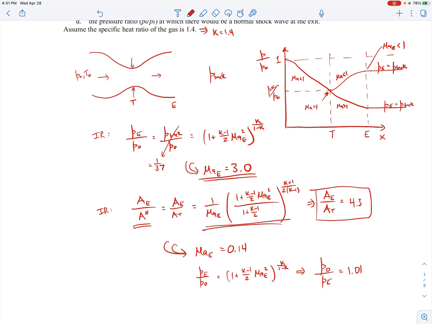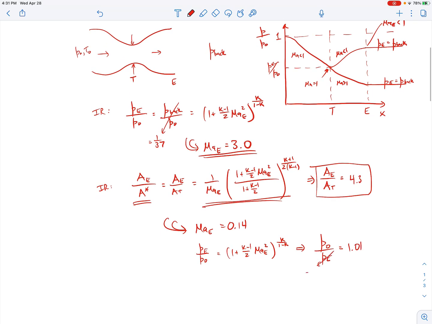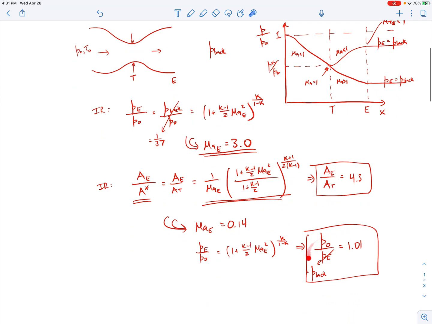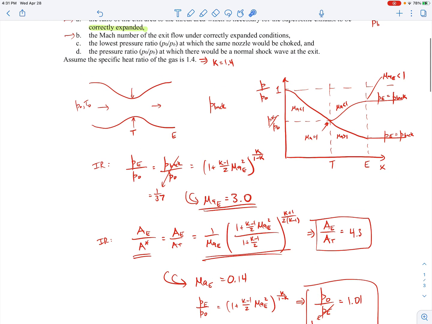That comes out to be 1.01. And just keep in mind that the exit pressure is the same as the back pressure, because the Mach number at the exit is subsonic, so the exit pressure and back pressure are the same. So that's why I can write that. So that's now our answer for this part of the problem. We're trying to find the lowest pressure ratio at which the same nozzle would be choked. So that's this case here, and that's what we just solved for. Okay, so that's our part C. We've taken care of that.